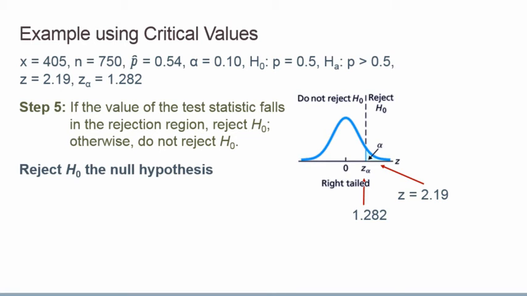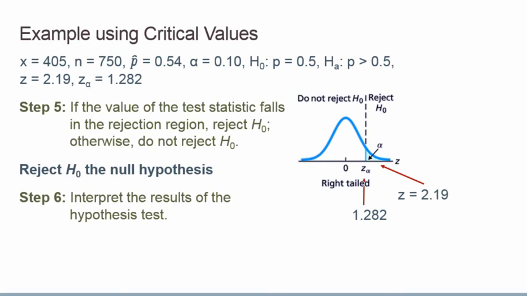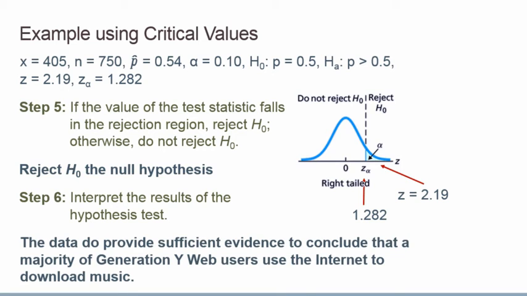Reject H sub 0, the null hypothesis. Step 6. Interpret the results of the hypothesis test. The data do not provide sufficient evidence to conclude that a majority of Generation Y web users use the Internet to download music.